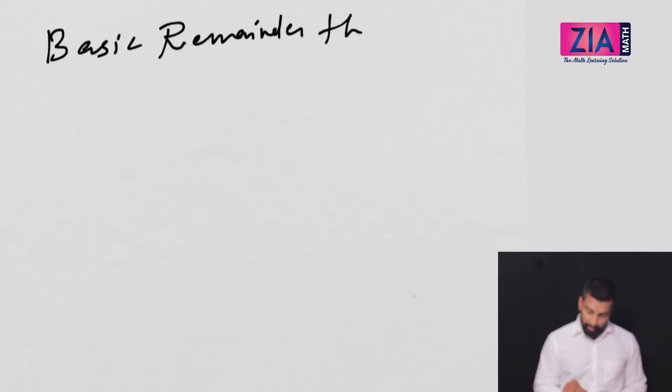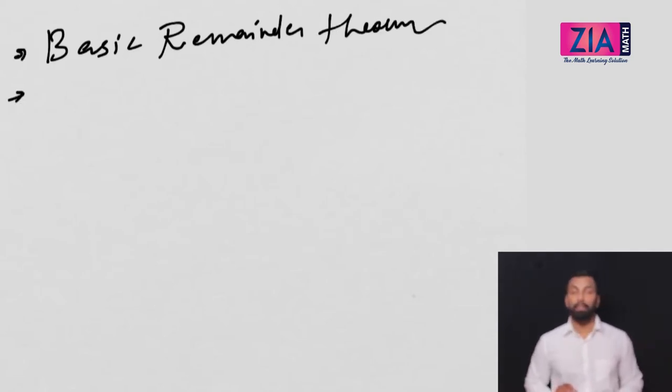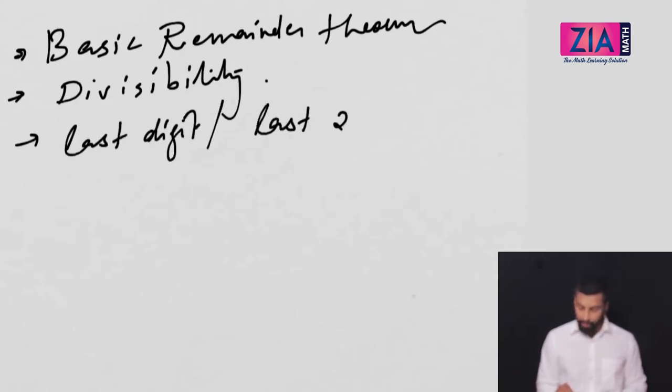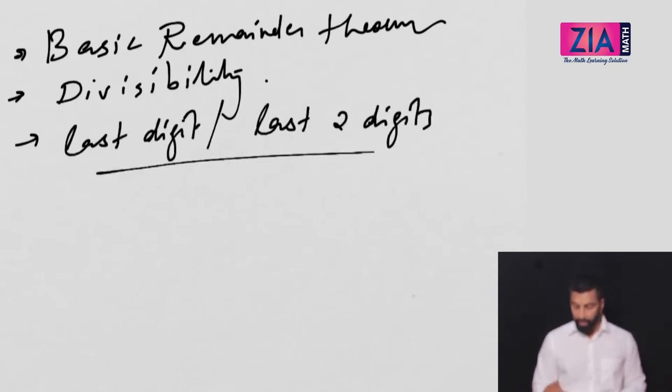So till now what we have seen is the basic remainder theorem, right? Then we have seen some interesting patterns related to the basic remainder theorem. Then we have discussed divisibility completely, right? Then we have seen last digit and last two digits, right? So this is what we completed in the previous 5 videos.